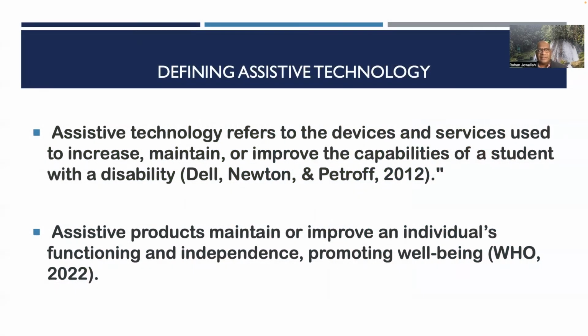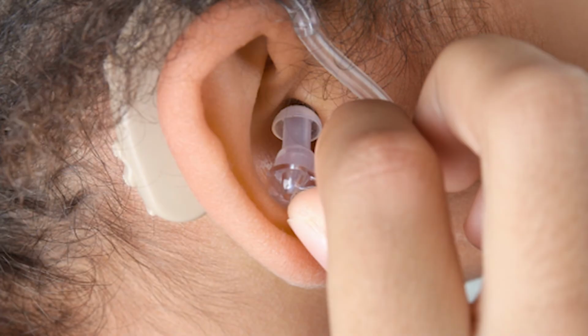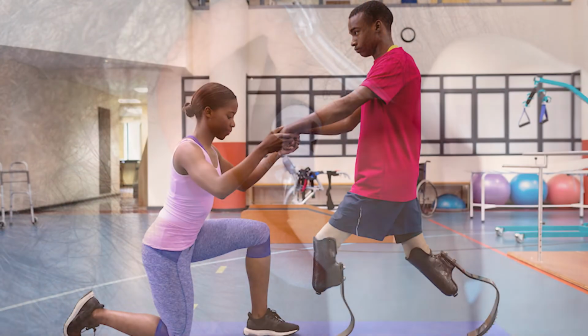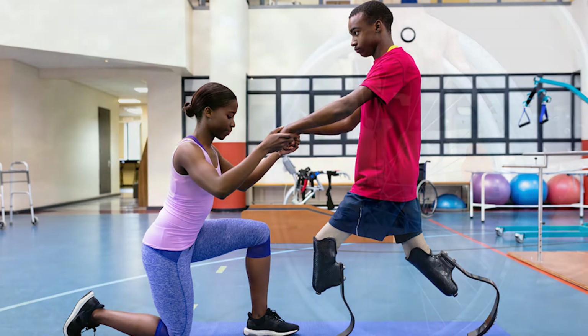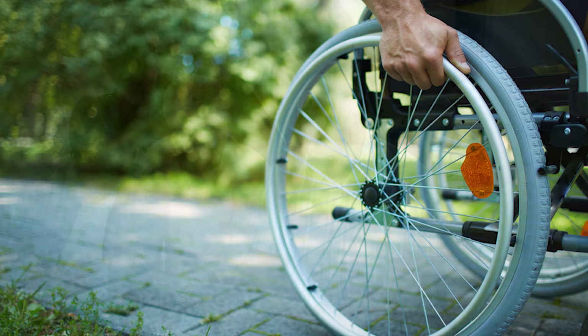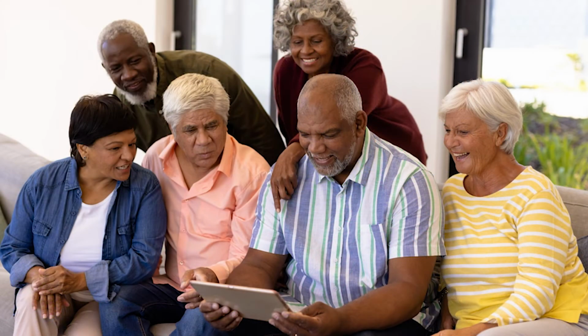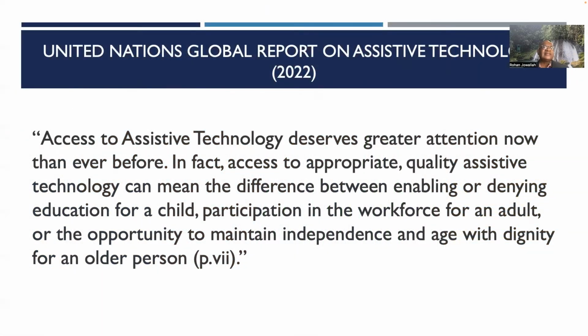Let us look at a definition for assistive technology. Assistive technology refers to devices and services used to increase, maintain or improve the capabilities of students. Assistive technology maintains and improves an individual's functioning and independence, promoting well-being. The United Nations says access to assistive technology deserves greater attention now than ever before.